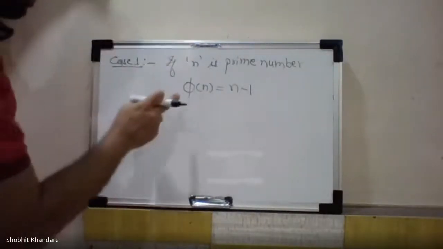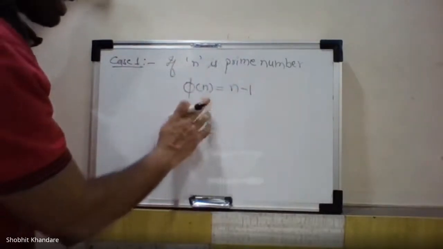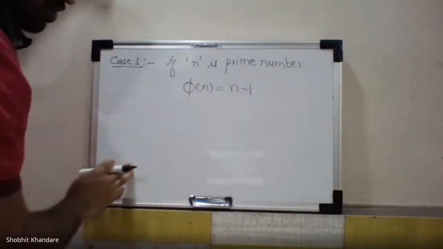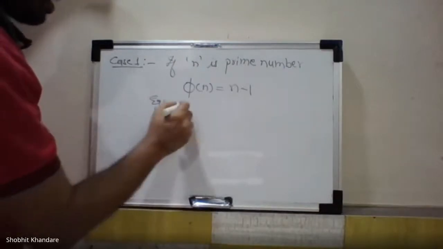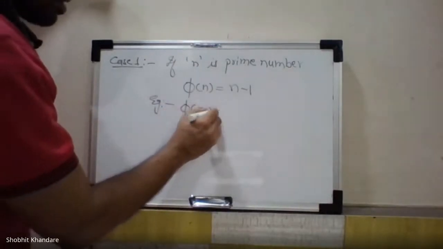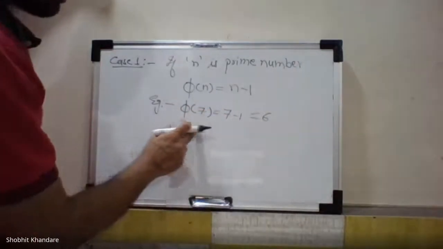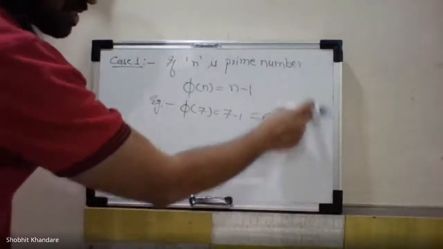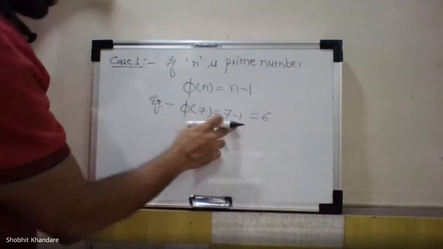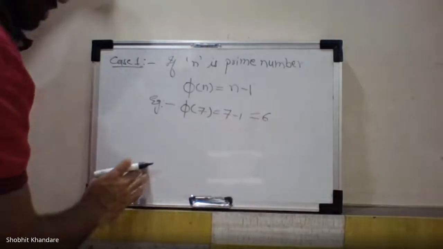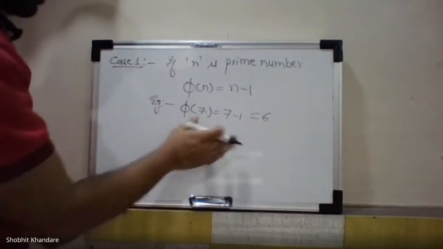Okay. So phi of n, where n is a prime number, directly I can write phi of n is equal to n minus 1. For example, phi of 7 is equal to 7 minus 1, which is 6. You can cross check, the way I explained phi of 10, you can cross check in the same way. So phi of 7 is equal to 7 minus 1, which is 6. Okay. So this is a simple case.